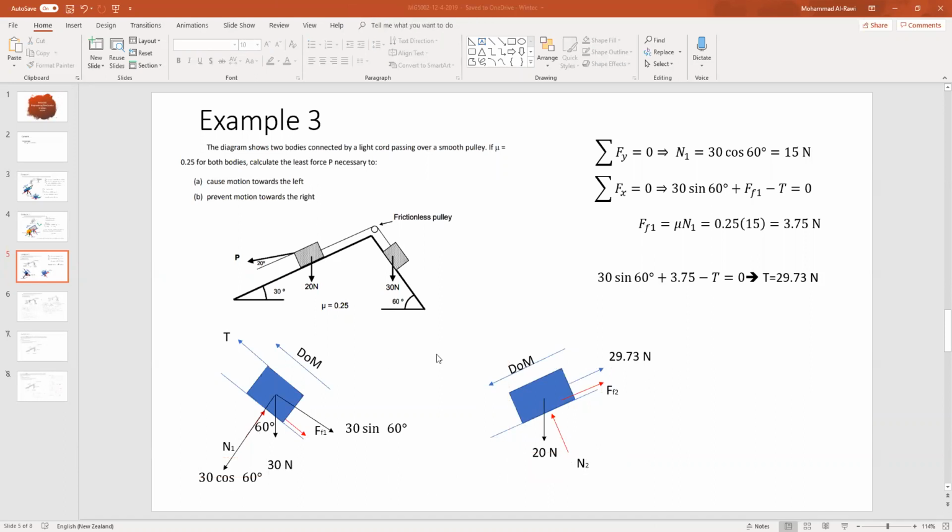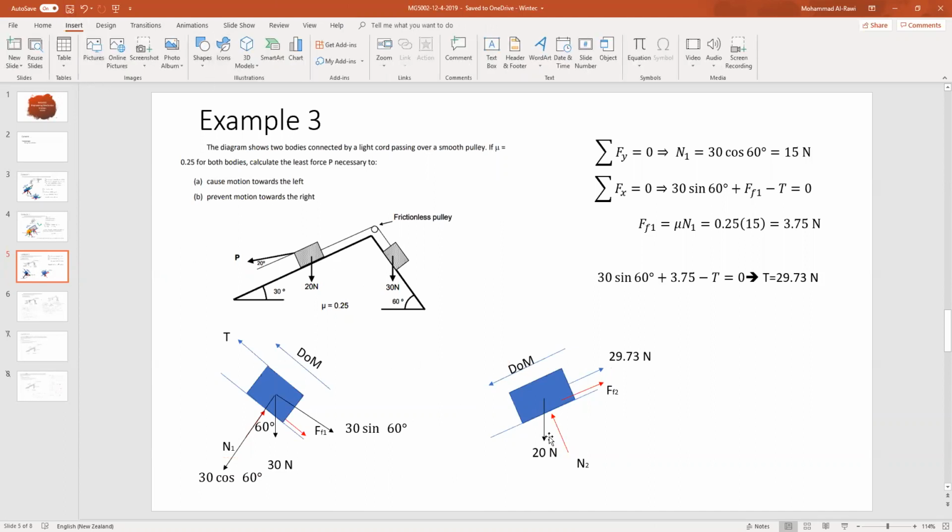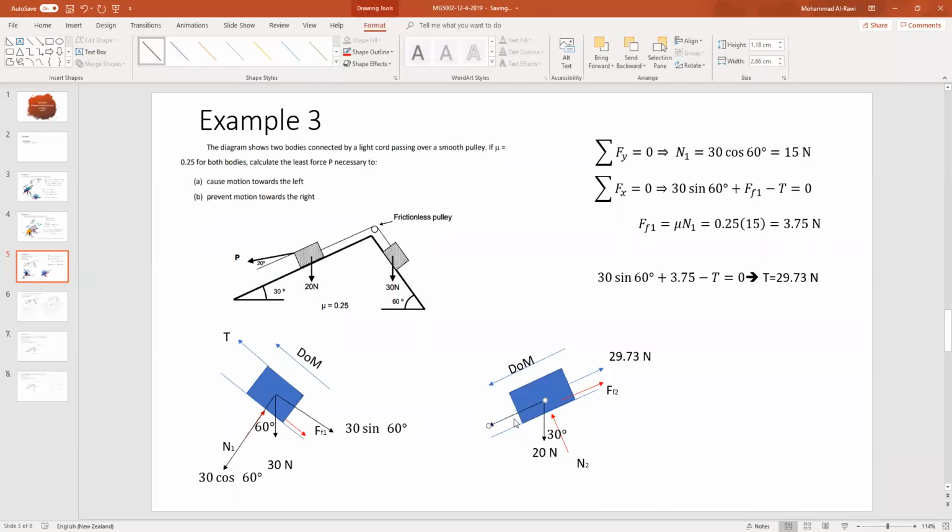Now what's left? We need to do the analysis for the 20 newtons. So first, what's the angle? It's 30, so that angle is 30. I will copy that number and then just change it to 30. So this one should be 30 degrees. And then I will have analysis for the forces, one acting in that way, and the other one going downwards.